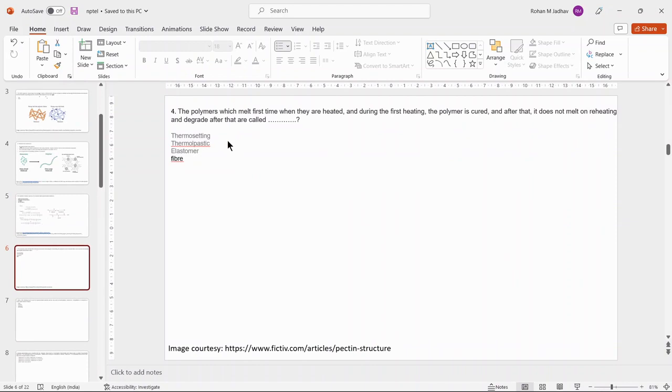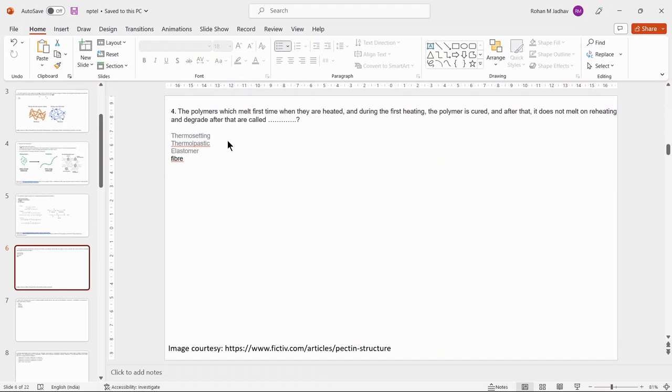The question is about polymers which melt the first time they are heated, and during the first heating the polymer is pure, but after that it does not melt on reheating and degrades. What is it called? This is the basics of polymer reaction engineering, to know the inherent properties of the polymer. Here we have thermosetting polymers, thermoplastics, elastomers, and fibers. These are four different classes of polymers, but the one required here is the one which is heated first, and during the first heating, the polymer is cured.